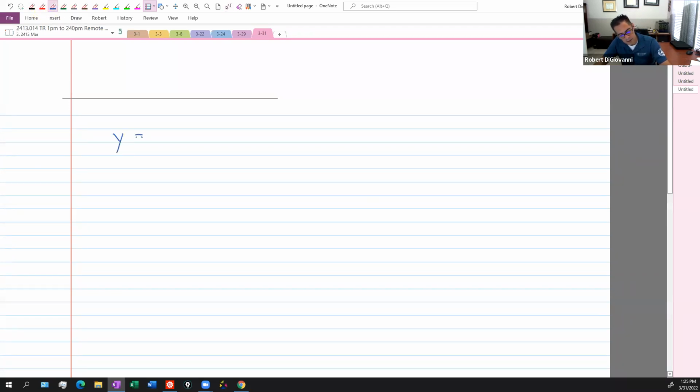y equals, check this out, x to the 5th times (x plus 4) to the 3rd times (x minus 5) to the 8th, over (x plus 2) to the 4th times the square root of x minus 8. Yeah, that's good enough. I want us to find y prime. I want the derivative of this.